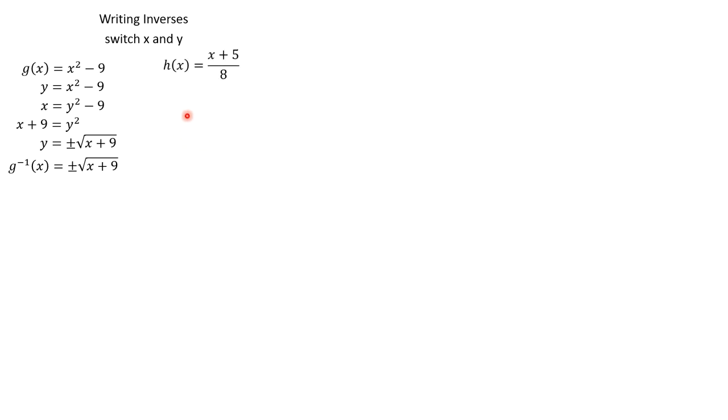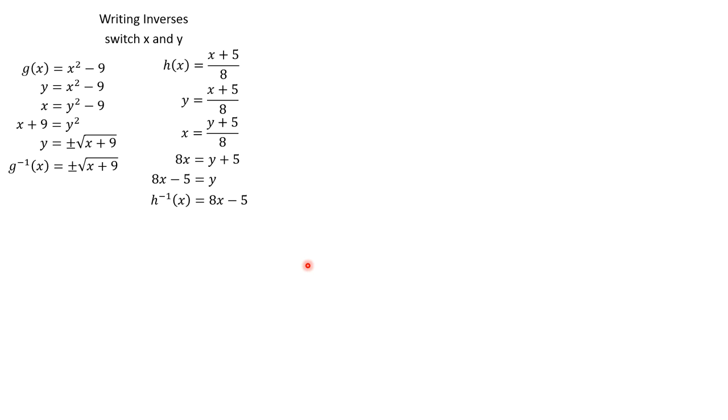Let's look at another one. h of x equals x plus 5 over 8. First step, change the h of x to y. Then we're going to switch the x and the y. And then we need to solve for y. So multiply by 8. We get 8x equals y plus 5. Subtract 5. 8x minus 5 equals y. Then change it back to function notation. h inverse of x equals 8x minus 5.